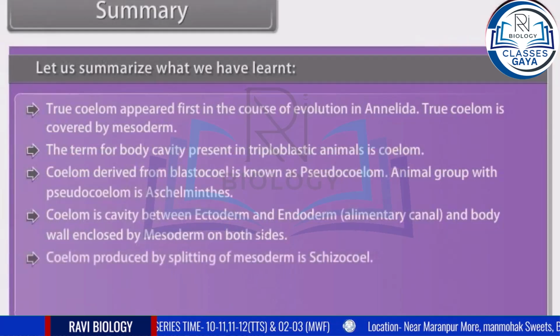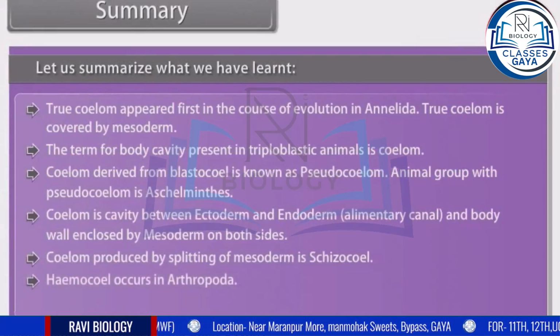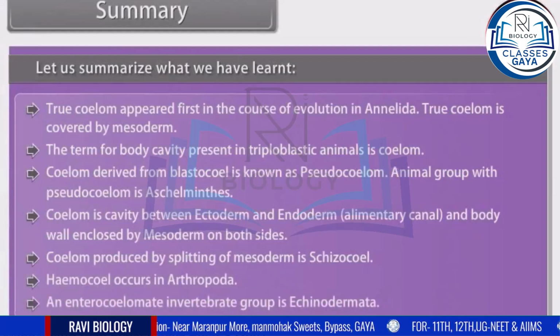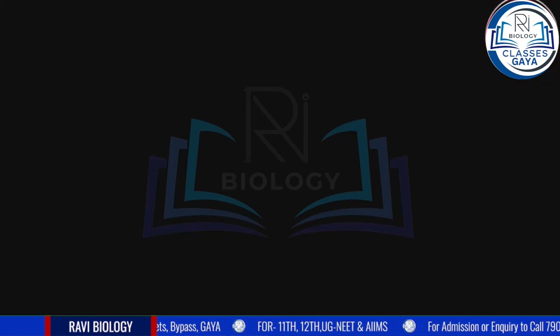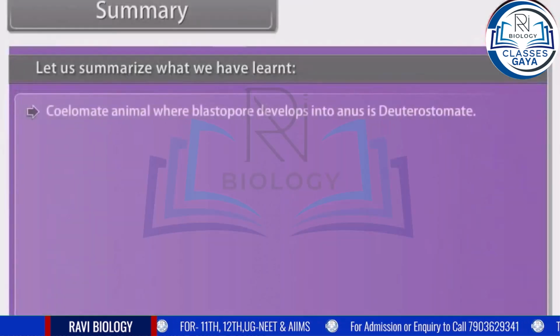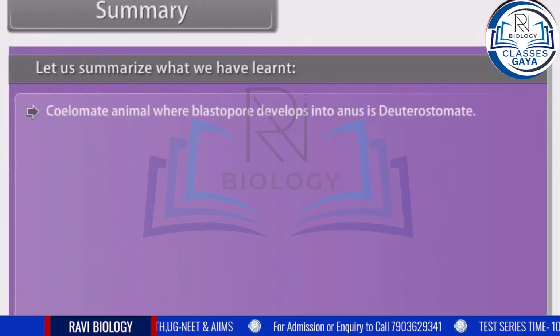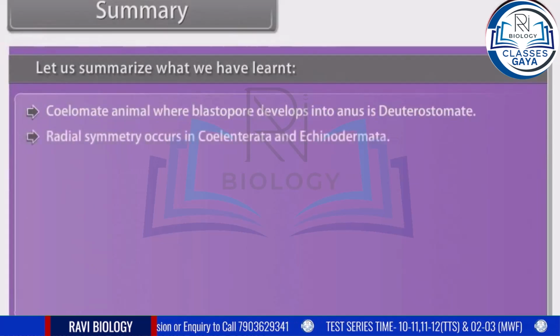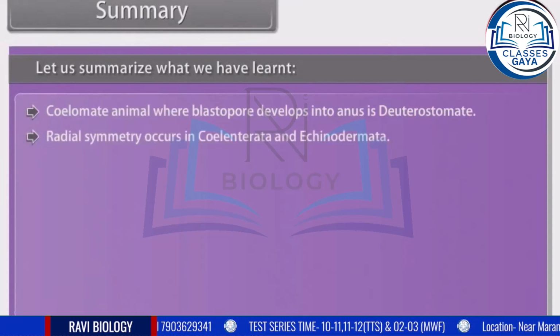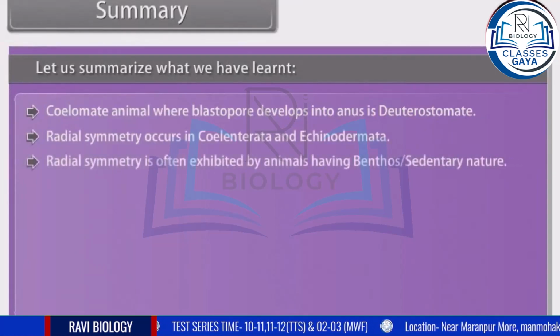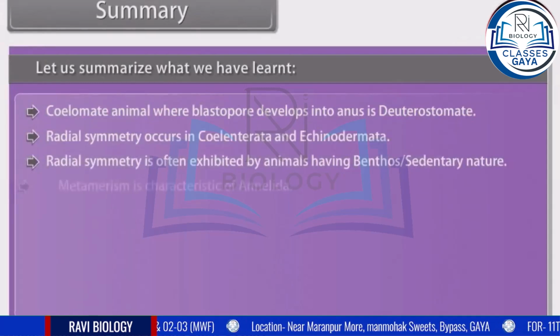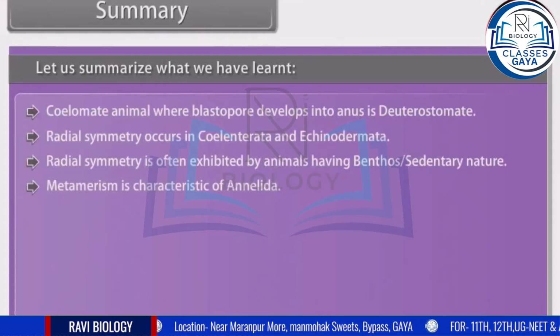Coelom produced by splitting of mesoderm is schizocoel. Hemocoel occurs in Arthropoda. An enterocoelomate invertebrate group is Echinodermata. Coelomate animal where blastopore develops into anus is deuterostomate. Radial symmetry occurs in Coelenterata and Echinodermata. Radial symmetry is often exhibited by animals having benthos or sedentary nature. Metamerism is characteristic of Annelida.